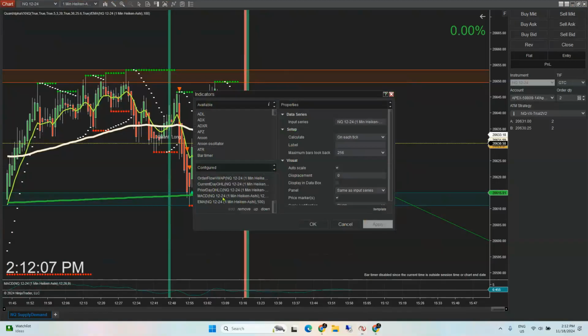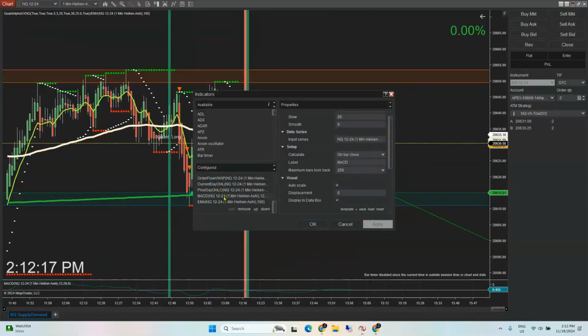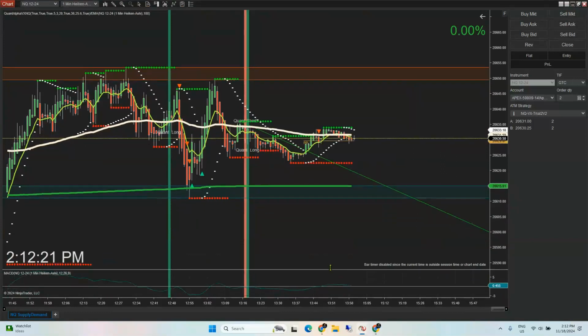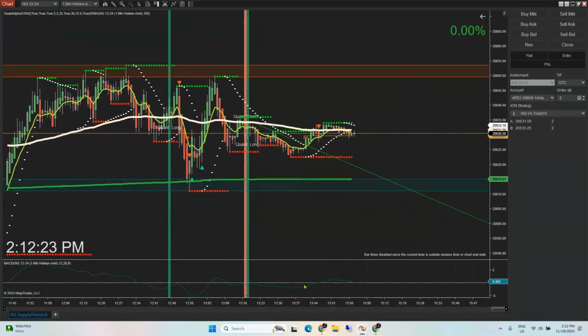And by the way, by the end of the webinar, I'm gonna send you guys this template. You can actually just take the template and load it. You don't need to have it, but I'm gonna send it to you. And then I have the MACD. The MACD, I use it for extra confirmation. But again, the MACD, I use it myself, but you don't have to use it, by the way.